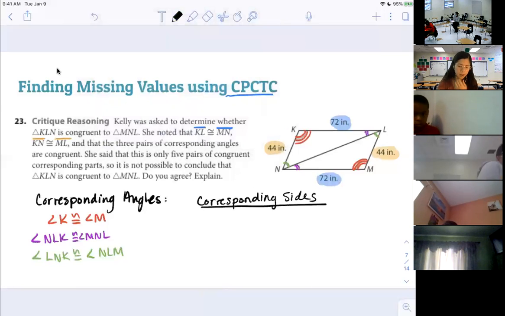Somebody give me one pair of corresponding sides. N and L. Give me a full line segment. So like Perla says, KN is congruent to LM.